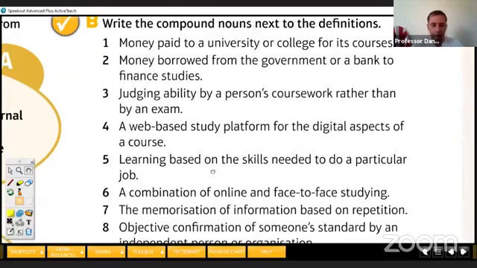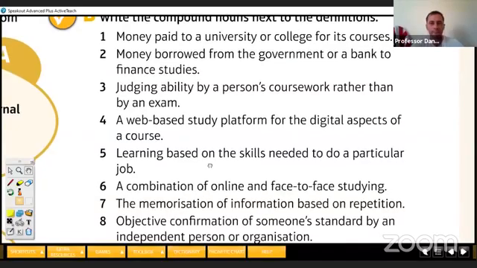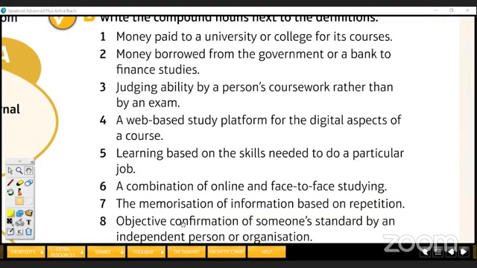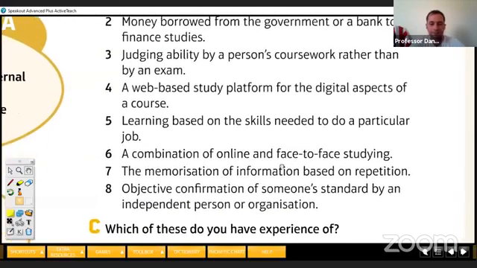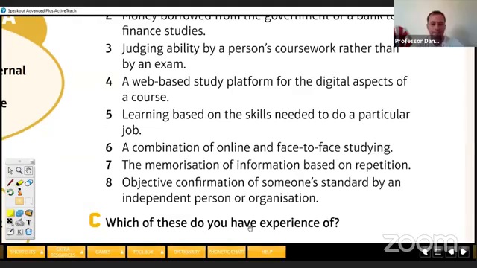Number five: learning based on the skills needed to do a particular job. Welcome in, Arnie. Vocational training. Yes, vocational training. Okay, number six: a combination of online and face-to-face studying. That's easy. Come on. Blended learning. That's right.